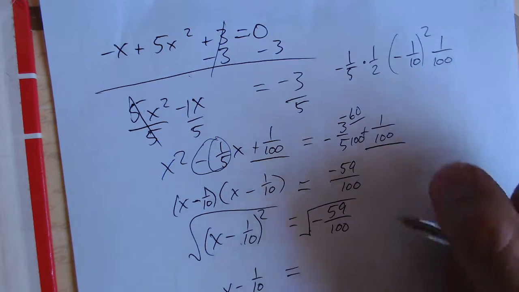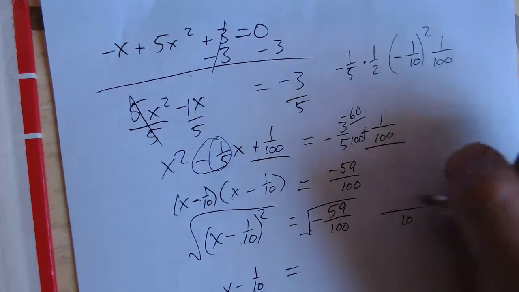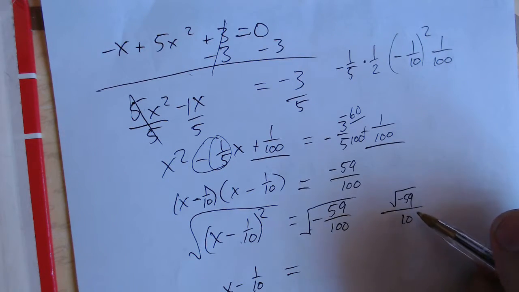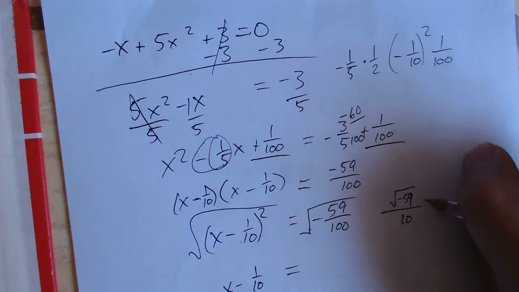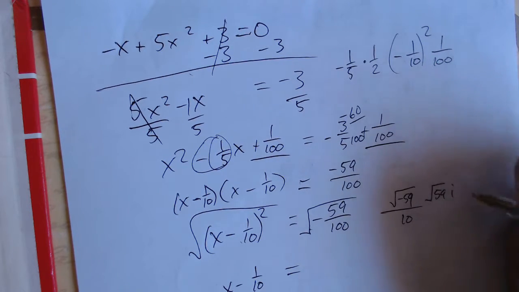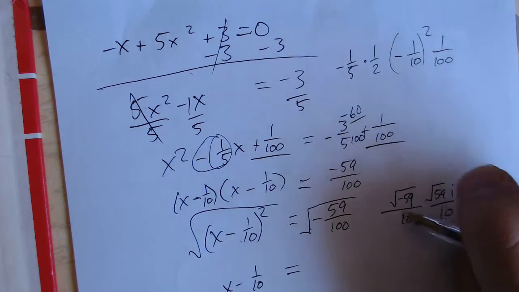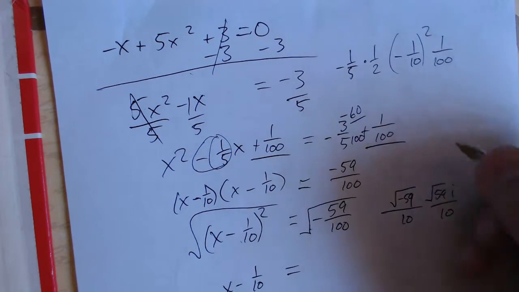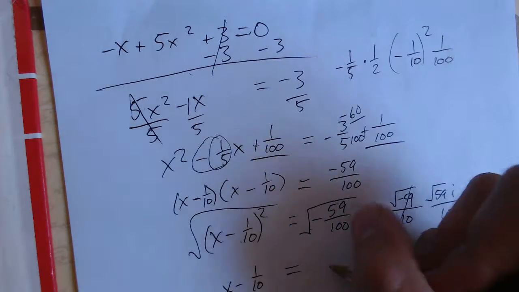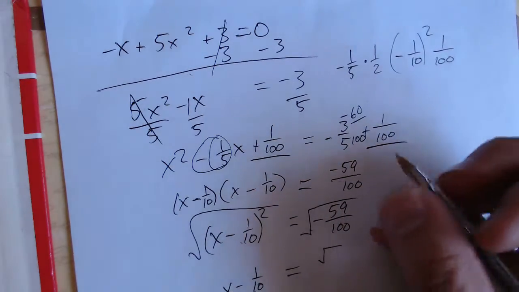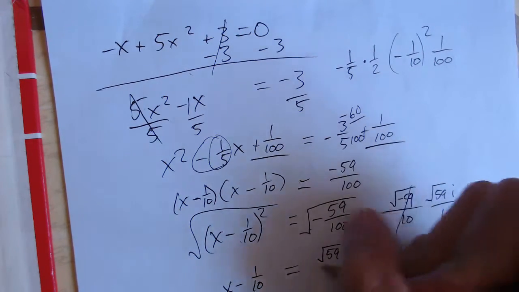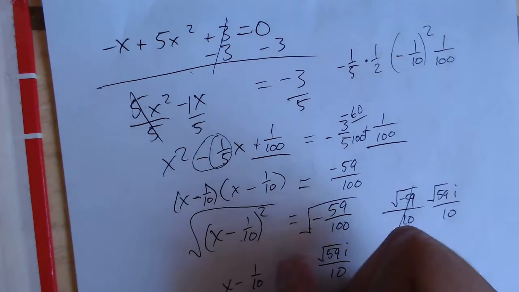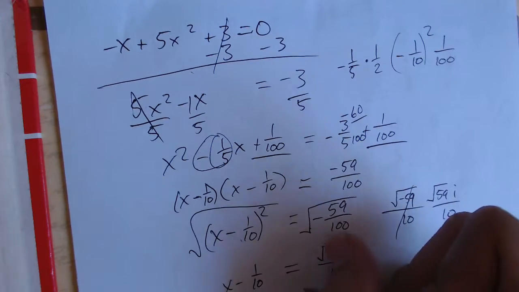The denominator is really easy, that just becomes 10. However, the square root of negative 59 cannot be. We can't have a negative square root. So then we rewrite this as the square root of 59i over 10. Again, we're using our imaginary numbers or our Euler notation to get rid of that square root of negative 1. So now we have square root of 59i over 10. And then the last step here is we're going to add 1/10 to each side.